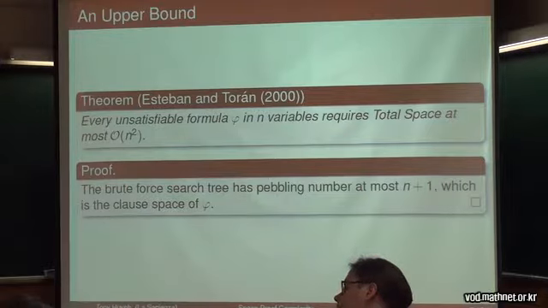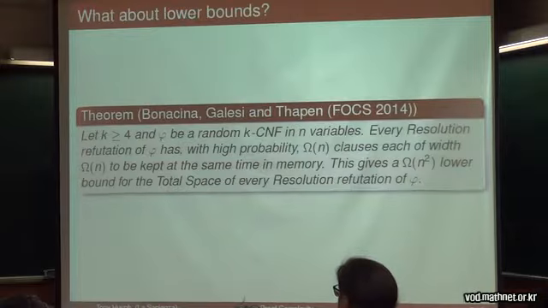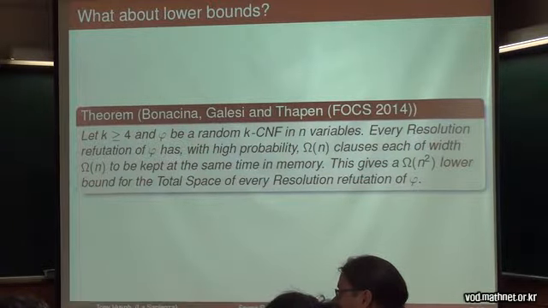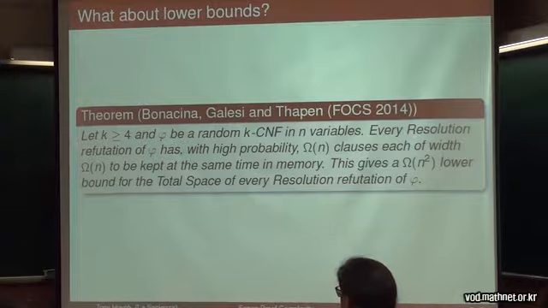So this talk is about lower bounds, which is a lot more tricky, because you want to say that in every possible refutation of this formula, you actually need a lot of space. That was a major open problem for a while that was only recently solved in this breakthrough paper. What they proved is that if you take a random k-CNF, then with high probability you'll need to store about n clauses, each of width n, at the same time in memory.